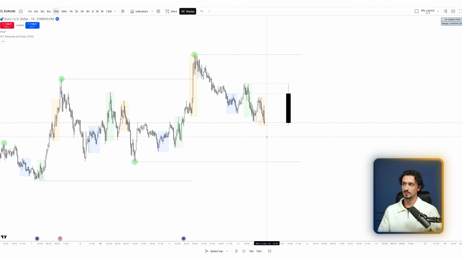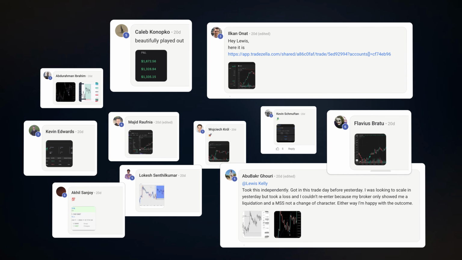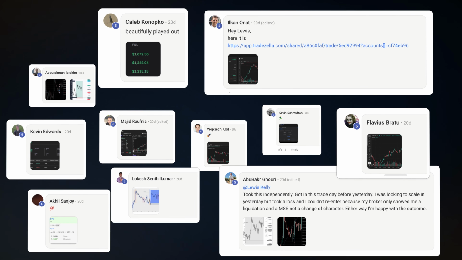And then you can see that we finished our live session just before this trade had actually peaked out. So here are some screenshots as the trade played out from inside the community, and also a bunch of other traders taking the exact same trade, of course.